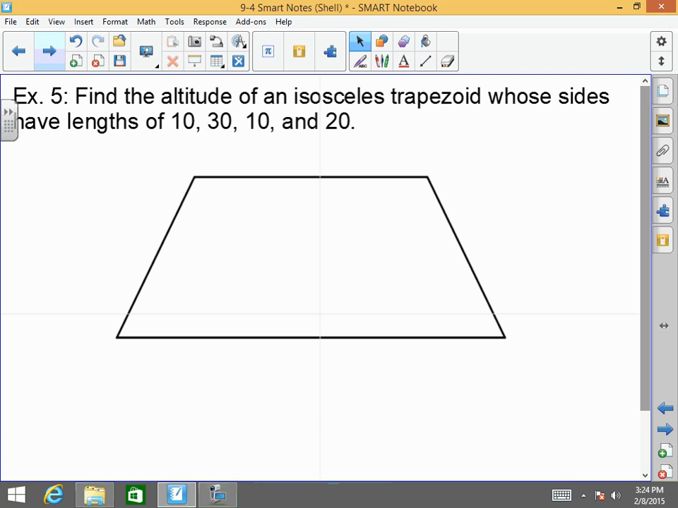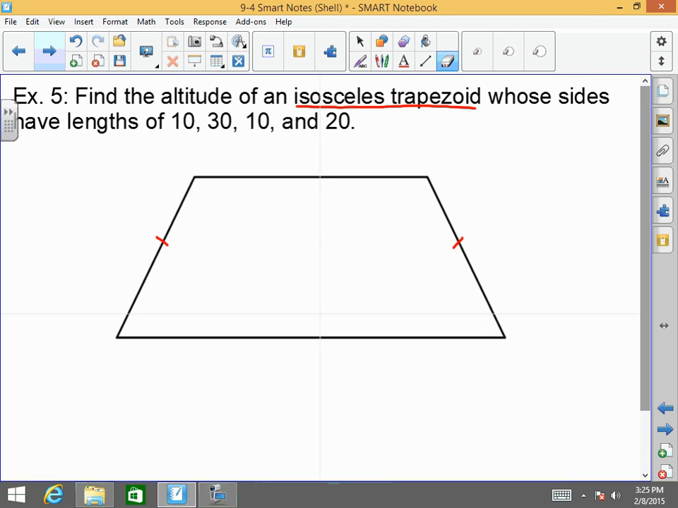Number 5, find the altitude of an isosceles trapezoid whose sides have lengths of 10, 30, 10, and 20. Okay, well, let's think about this here for a second. There's 4 values here, 4 sides. We know that if it's an isosceles trapezoid, these 2 legs are congruent. Please remember that. Okay, and also these base angles are congruent, and these top base angles are congruent. Okay, just remember your quadrilateral facts.